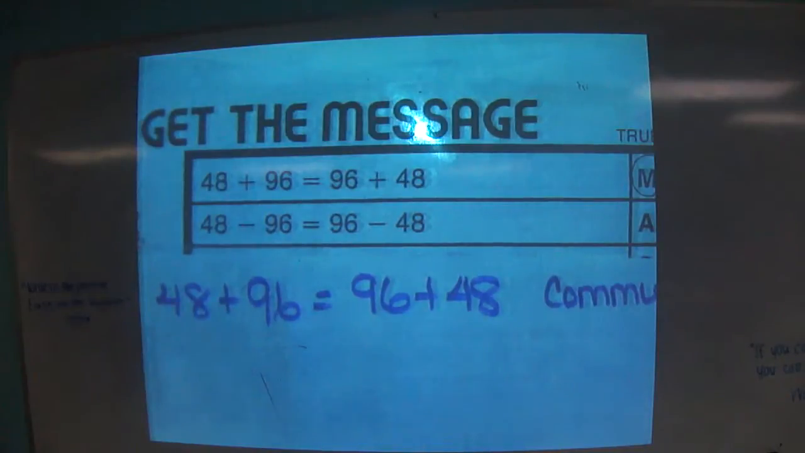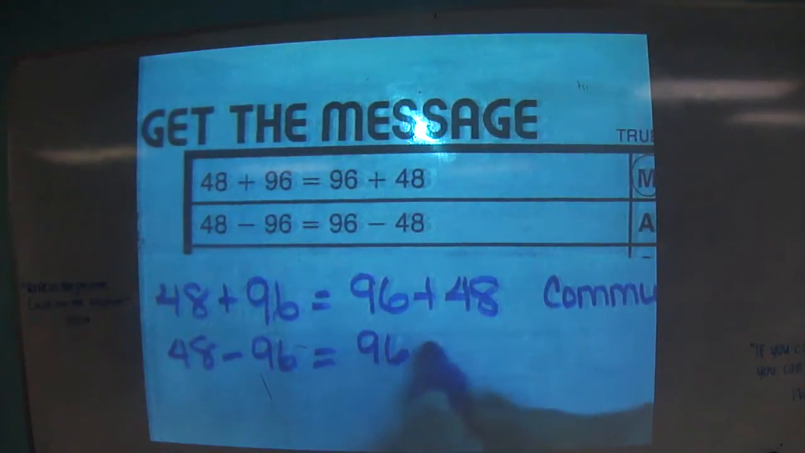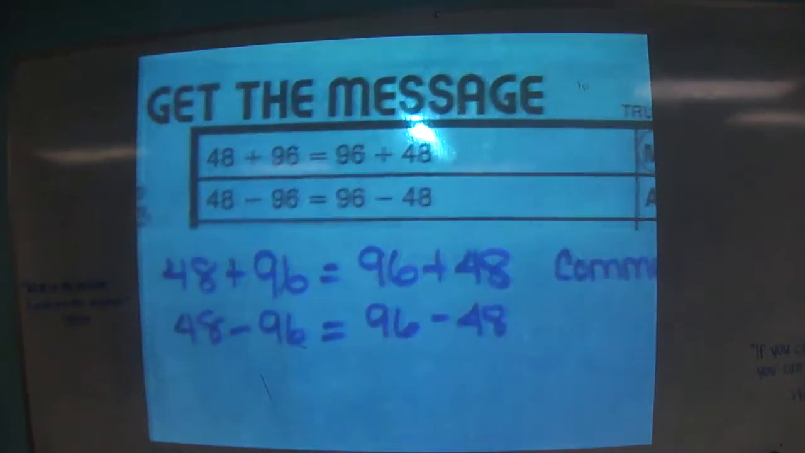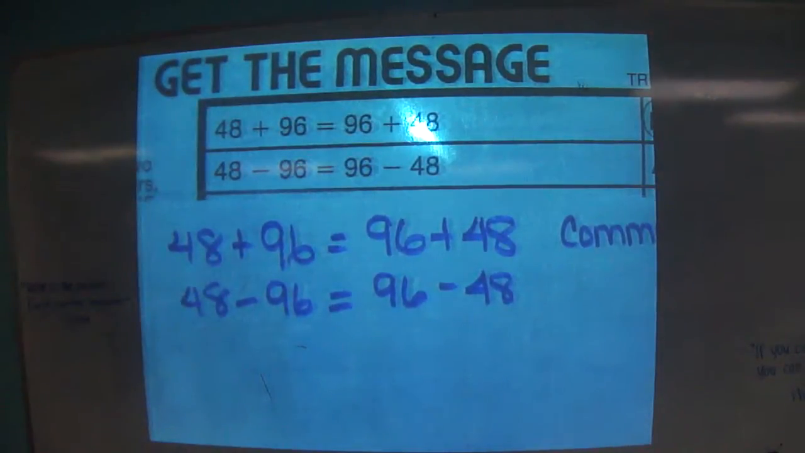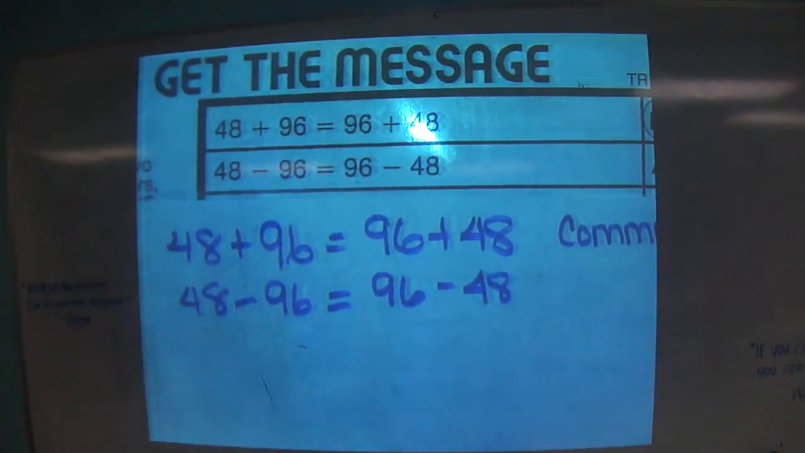Both the same. But what about when you have 48 minus 96? Is that equal to 96 minus 48? No. Why doesn't it work? Because then it would be negative. Because one of the answers, this one, would be negative. The commutative property only holds for addition and multiplication. It doesn't work, and they say holds when they mean work. It only works for addition and multiplication, which kind of makes sense.